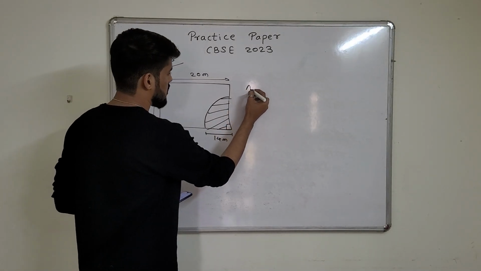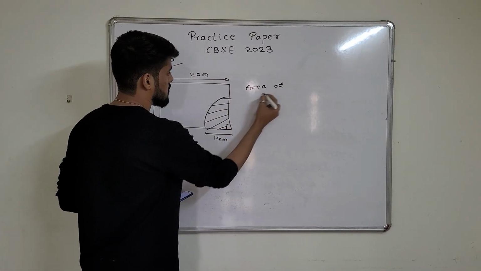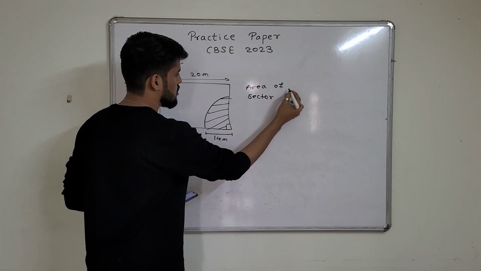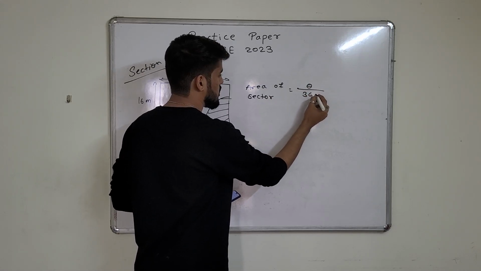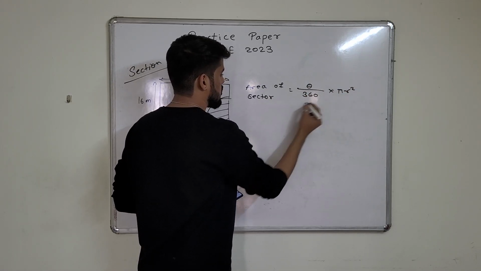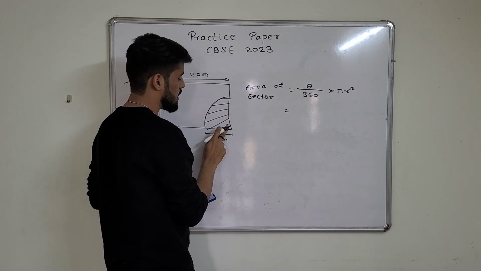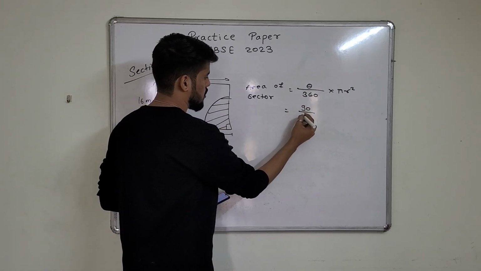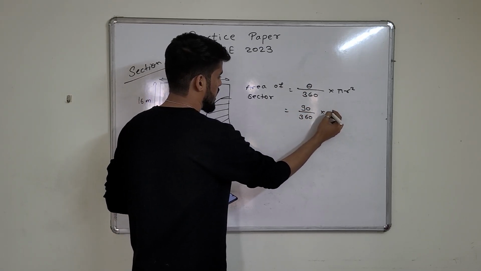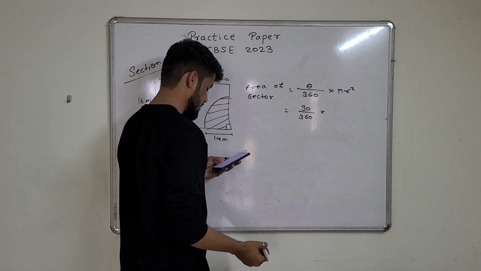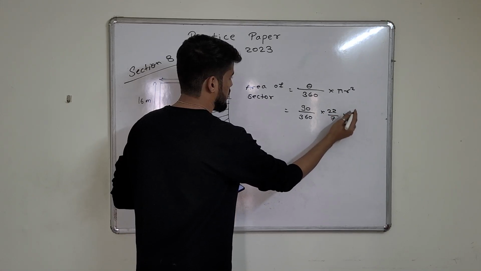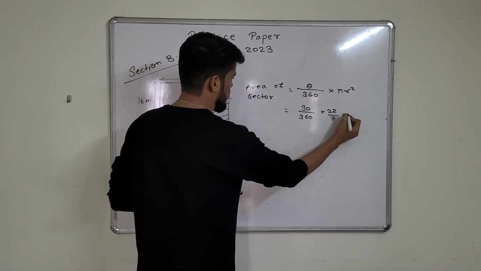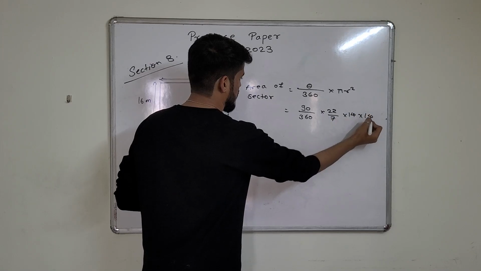So area of sector equals, we know the formula, that is theta upon 360 into pi r square. So just substitute the value. The theta value is 90 upon 360 into pi, that is, they have not mentioned it, so we will be assuming 22/7 into r square. R is nothing but 14, so 14 into 14.